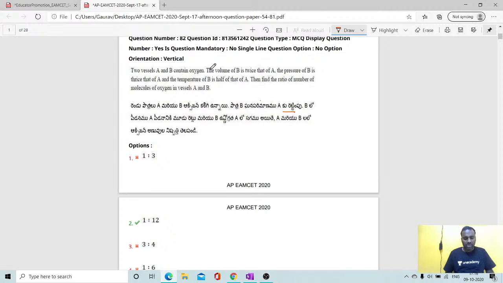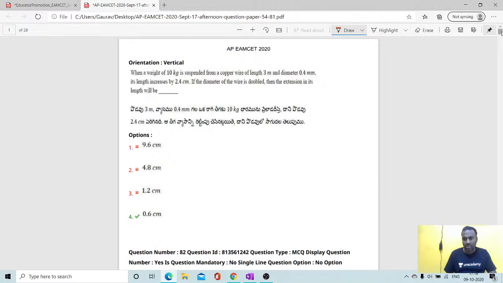Okay students, let us start with this EAMCET question paper. See here, when a weight of 10 kg is suspended from a copper wire of length 3 meter and diameter 0.4 millimeter, its length increases by 2.4 centimeters. If the diameter of the wire is doubled, then the extension in the length will be how much?